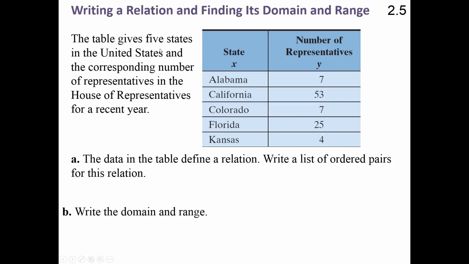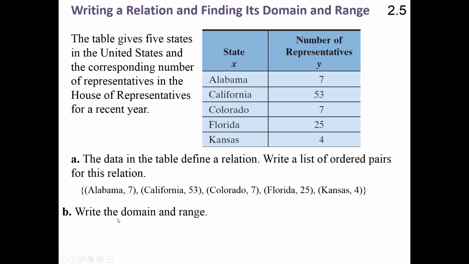So here's another example, and in this example we have a few different states, just 5 different states listed here, and the number of representatives. From this table we can write the list of ordered pairs that define this relation. The list of ordered pairs would be this list.